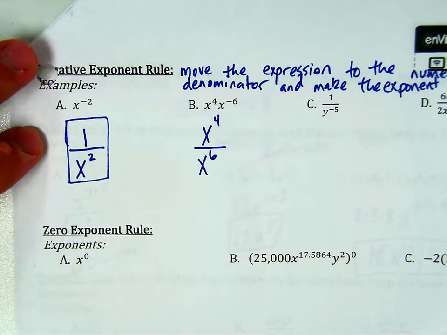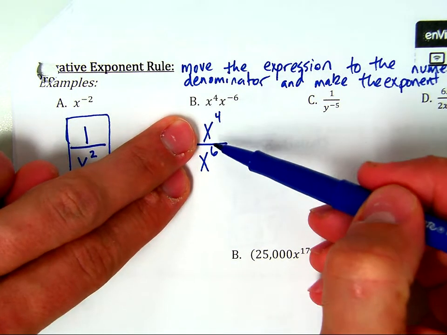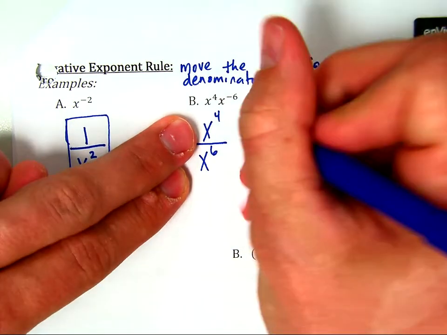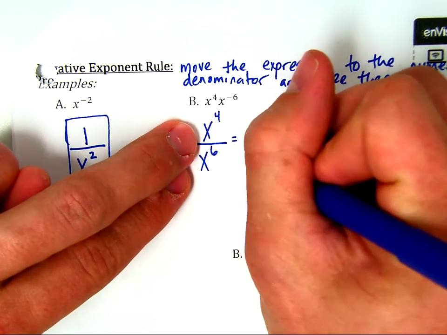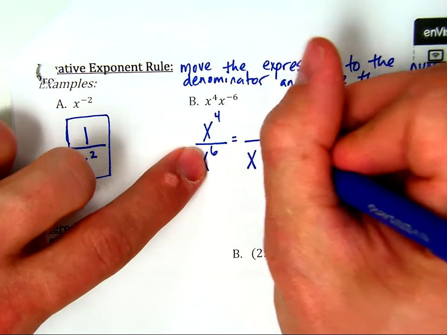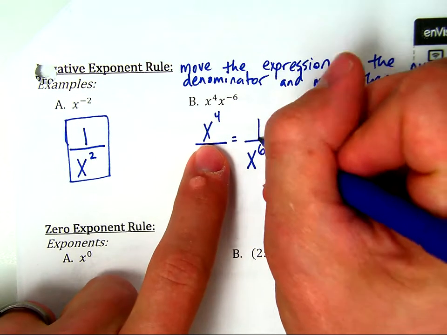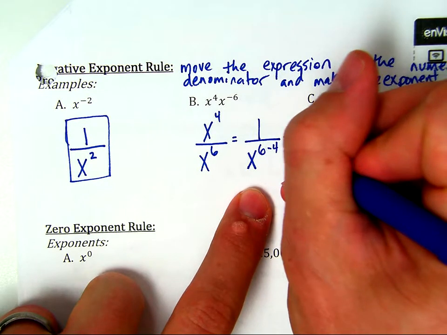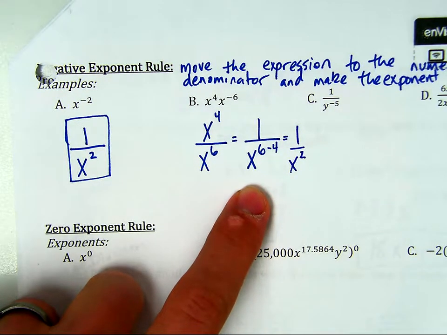Okay. Now from here, we can still simplify because notice that we're dividing terms that have the same base. So from here, the larger exponent's in the denominator, so I'm going to keep it down here. Say 6 minus 4. We don't have anything left in the numerator, so we leave a 1. And we can say 1 over x squared. Okay. That's your answer.